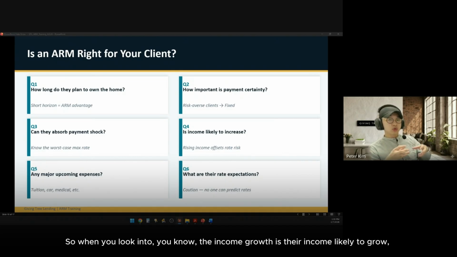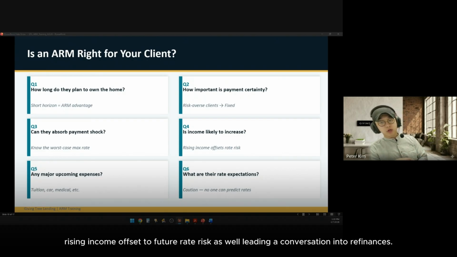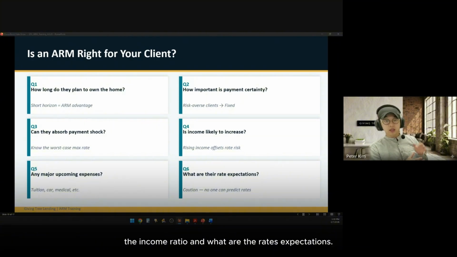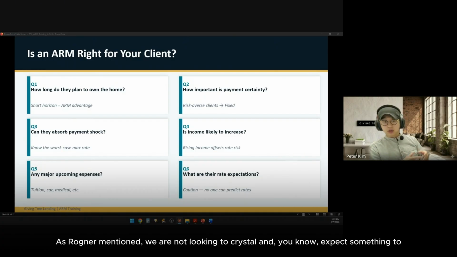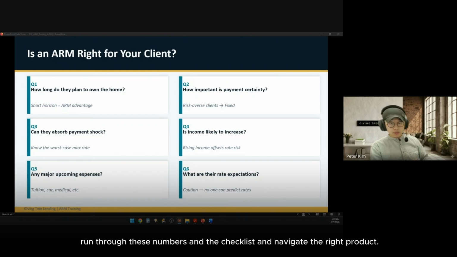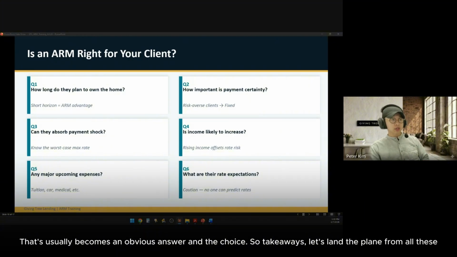So when you look into income growth, is their income likely to grow? Rising income offsets the future rate risk as well, leading to a conversion into a refinance. Any major upcoming expenses, tuition, medical, cars? These affect capacity and the debt-to-income ratio. And what are the rate expectations? As Ragnar mentioned, we are not looking into a crystal ball. Nobody can predict the rate. Don't let the client bet the house on a rate outlook. Run through these numbers and the checklist and navigate the right product. That usually becomes an obvious answer and choice.